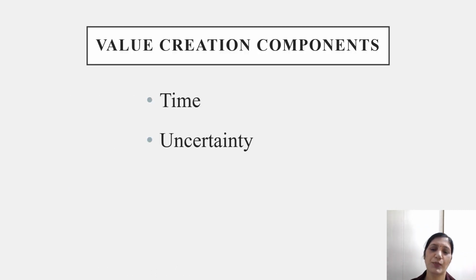Value creation components. There are two major important components: time and uncertainty. Time passes. Time value of money we see. As given in the example in my last slide, as the time changes, the value of money also changes. Next comes uncertainty. There is always uncertainty and risk in your business.